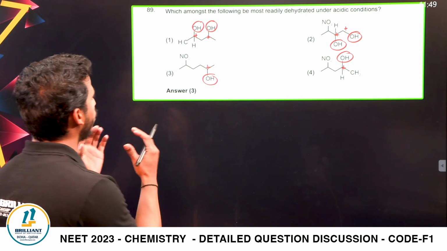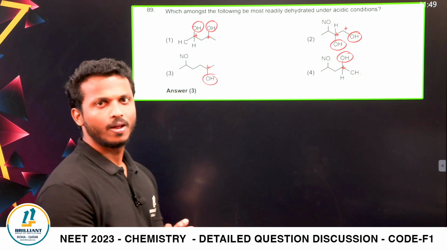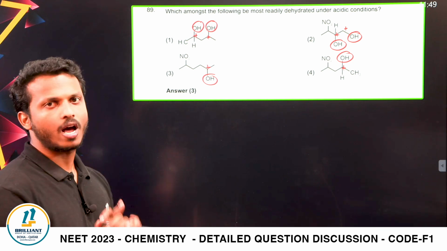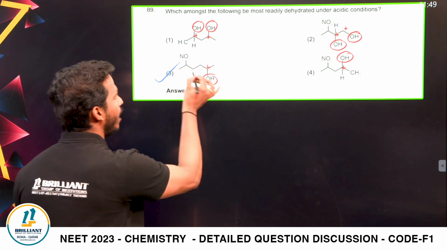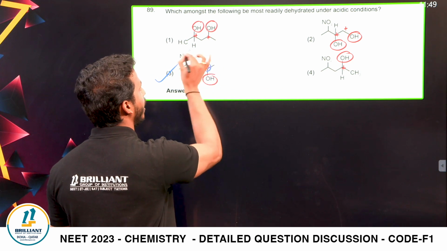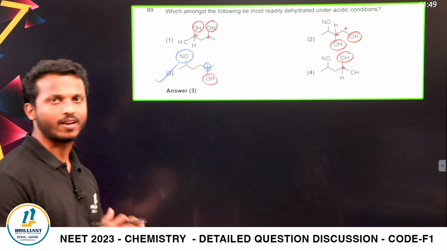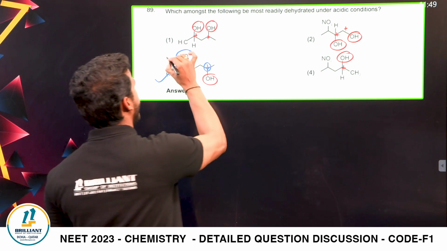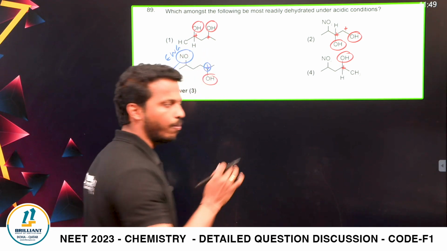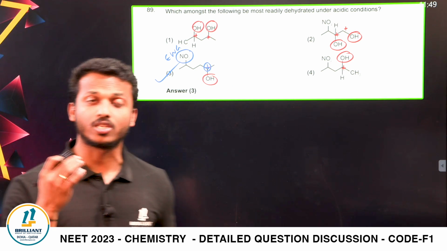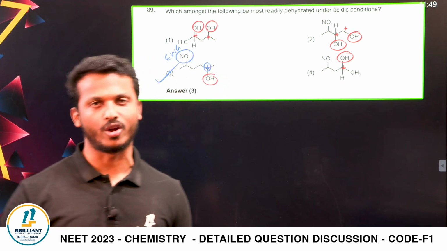So which one is the more stable carbocation, dear all? Which one is the more stable carbocation? Dear all, let's go with option 3. Why? Because if the carbocation forms near to that, it's far away, not near. NO2 group is there. What is NO2 group? It's an electron withdrawing group. You know, the stability of a carbocation is increased by the presence of an electron donating group, not a withdrawing group.